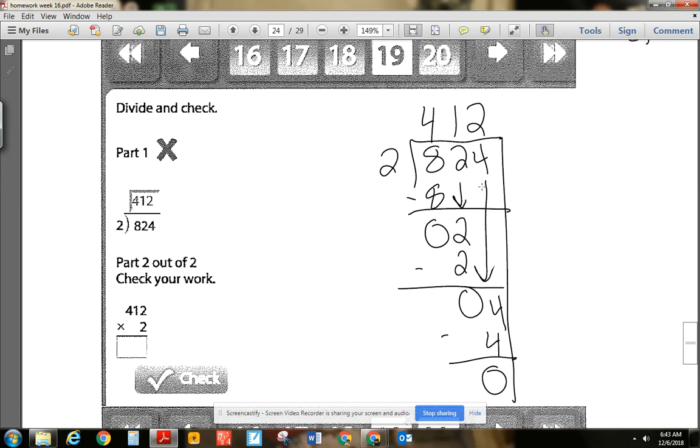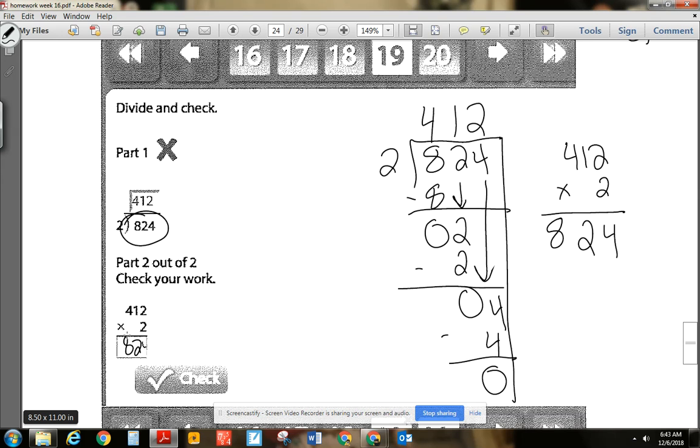There's no remainder. Now, to check your work, our total should be the same. So you take your quotient, you times it by this 2, right? 412 times 2. 2 times 2 is 4. 2 times 10 is 20. 2 times 400 is 800. And you notice that they're the same. Now, if there's a remainder, you would need to add the remainder. All right? So I hope this helps you.